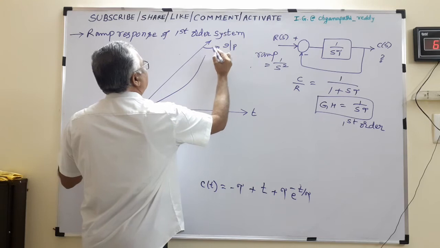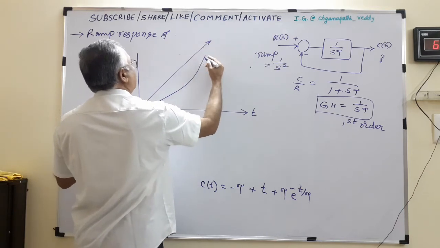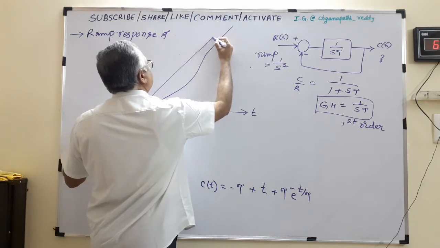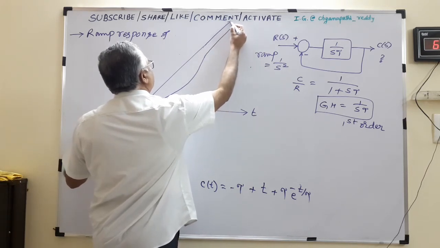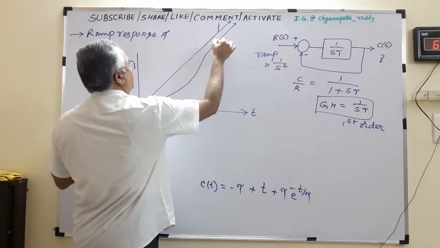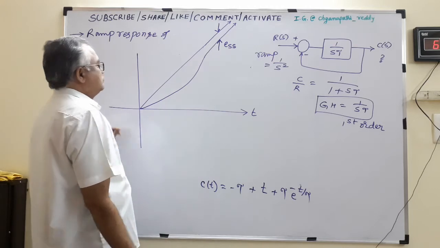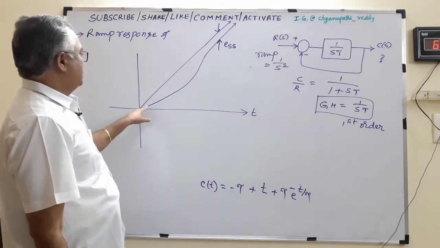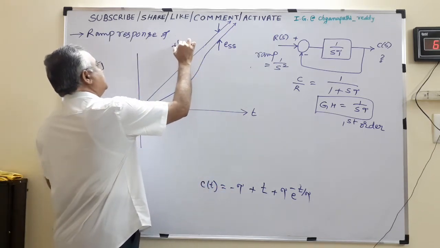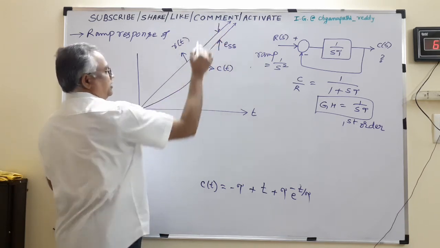Later it will follow like this. These two will not coincide, and this gap, this vertical gap, is a steady state error. Steady state error. So this is the plot of C of t. This is R of t. This is C of t. This gap is steady state error.